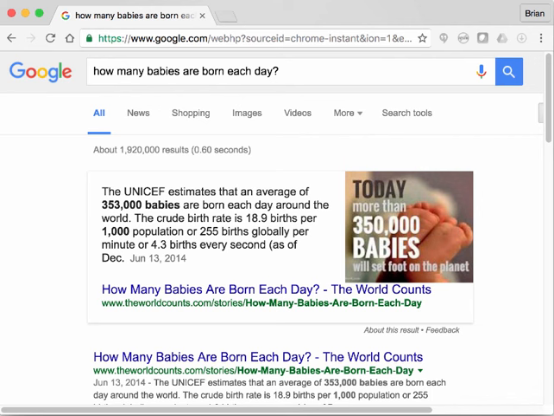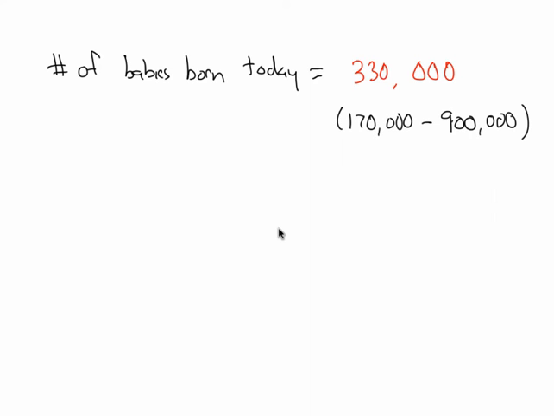And this is using demographic data from around the world and also very sophisticated statistical modeling, which takes into account the fact that the population is changing over time, that not everybody is equally fertile, and a variety of other important factors. And so 353,000 is within 10% of our simple estimate for the number of babies that are born each day. And it's well within the bounds of our upper and lower limits of 170 to 900,000 babies born each day.